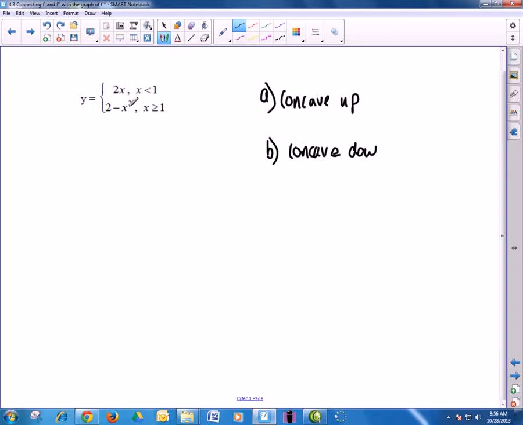You could think of the functions themselves separately and answer that question, but let's do this algebraically. Let's pretend we don't know what they look like. So first of all, I'm going to look at the interval to the left of 1, so from negative infinity to 1, and my function that defines that interval is 2x. So to find if it's concave up or down, I have to find the second derivative. So the first derivative is 2, and the second derivative, it's not that it doesn't exist, the second derivative is 0. So that implies that there is no concavity.